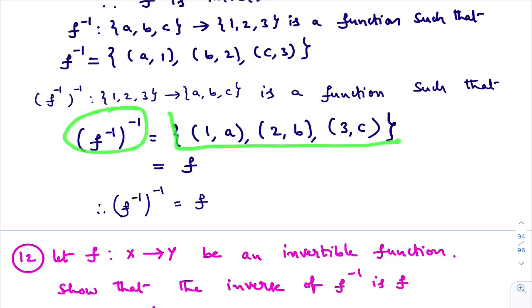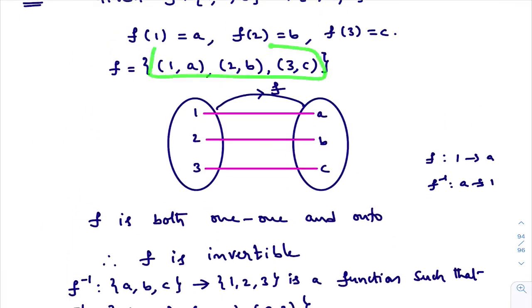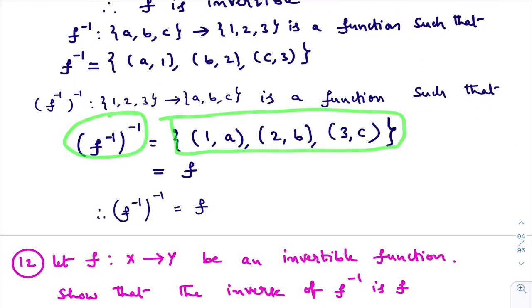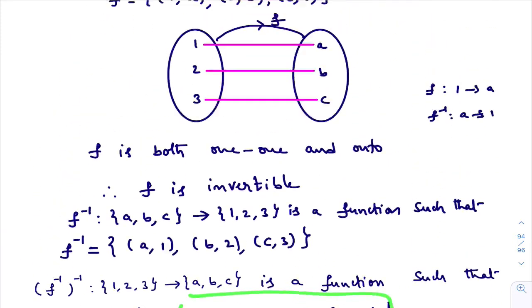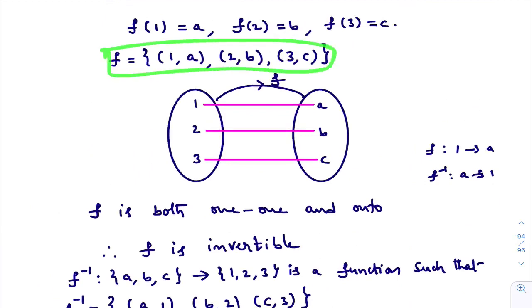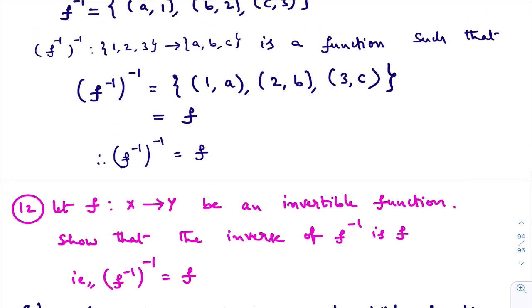But the point is, what is this? Come to the beginning. What is this? 1 comma a, 2 comma b, 3 comma c. What is this? It is its inverse. What is this? 1 comma a, 2 comma b, 3 comma c, it is f. Please try to understand. This is same as f. So what I am trying to say here, f inverse whole inverse is f, we got. I hope you understand this.